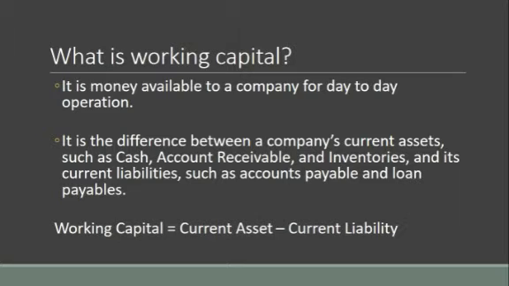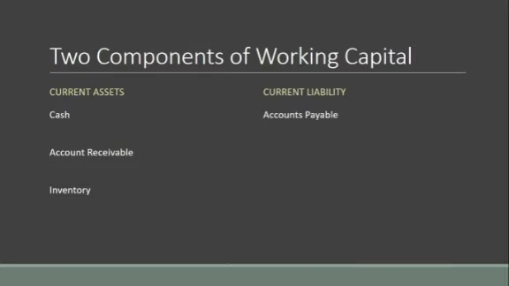When we say current assets, these are the assets that are short term, for example, cash, accounts receivable, and inventories. And when we say current liabilities, these are the short-term payables like loan payables and accounts payable. So there are two components of working capital, the current assets and the current liabilities. Current assets are the cash, accounts receivable, and the inventories.